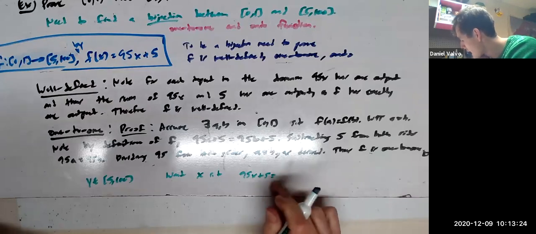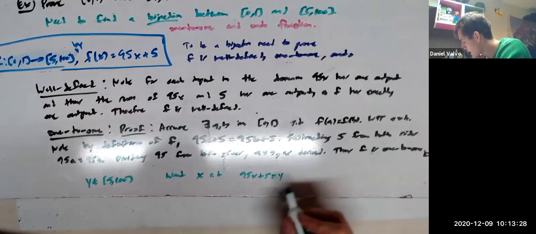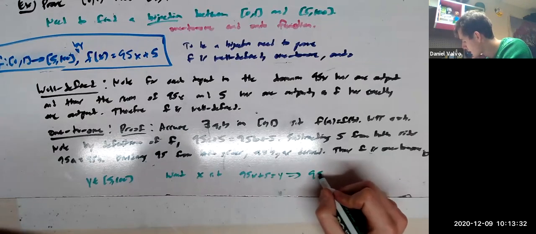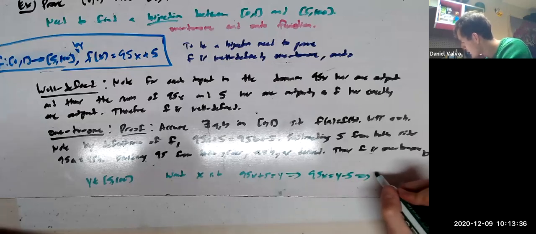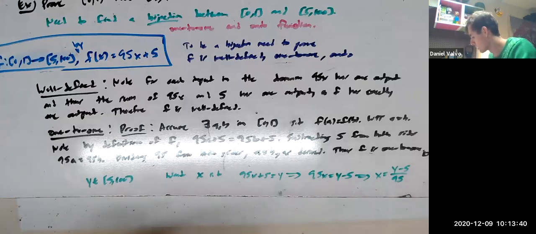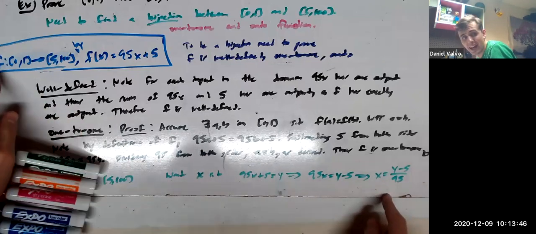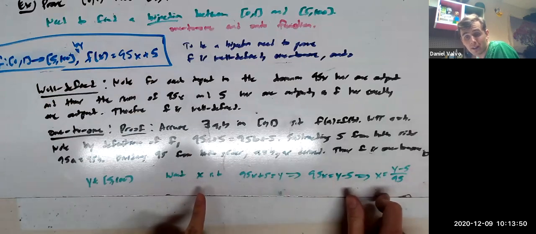Or sorry, no, equals y. We'll plug it in so it equals y. When x is, 95x plus 5 equals y. But that implies that 95x equals y minus 5, which implies that x is going to equal y minus 5 over 95. So if you plug in y minus 5 over 95 into f, you'll recreate y.